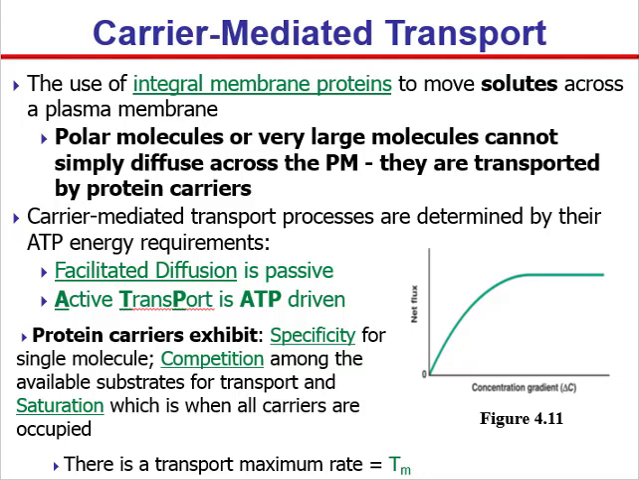Protein carriers exhibit specificity for a single molecule, usually due to van der Waals and hydrogen bonding. Competition in the available substrates for transport will occur at the protein site, and protein carriers often exhibit saturation, which is when all the carriers are occupied and therefore reach a transport maximum, and that's shown here on this graph, where you have a logarithmic phase and then it tops out and flattens out at the top. The protein carrier simply can't transport anymore. This is figure 4.11 in your textbook.